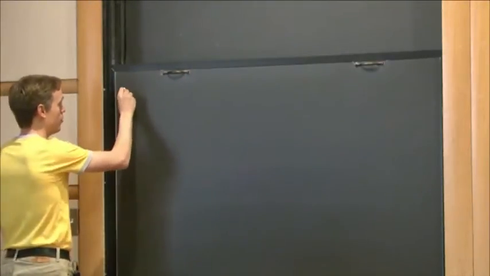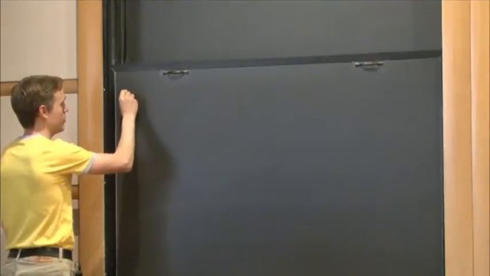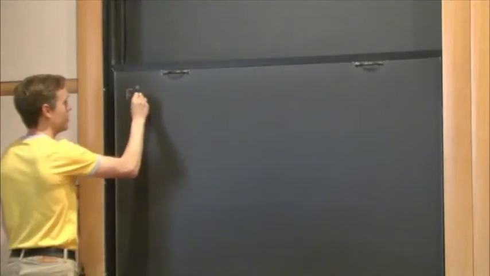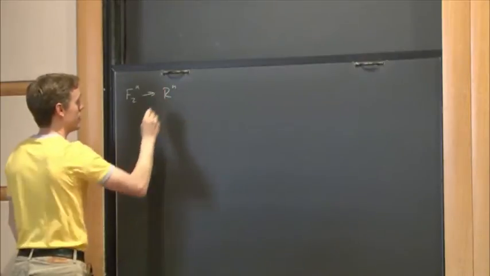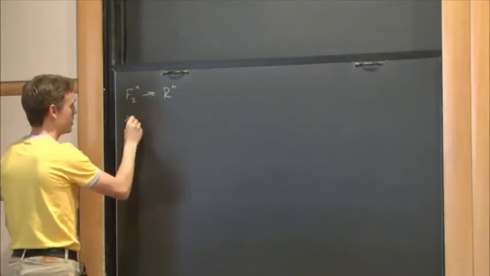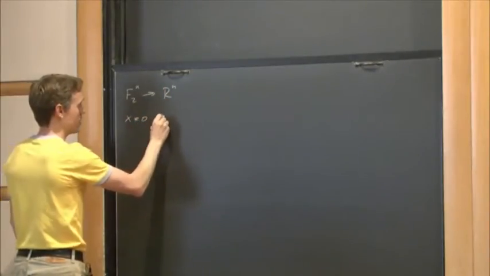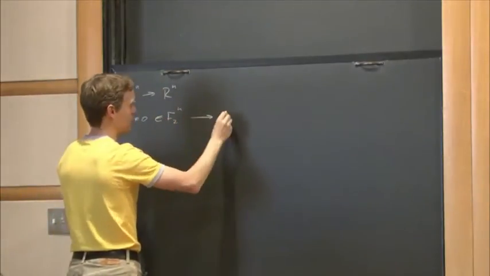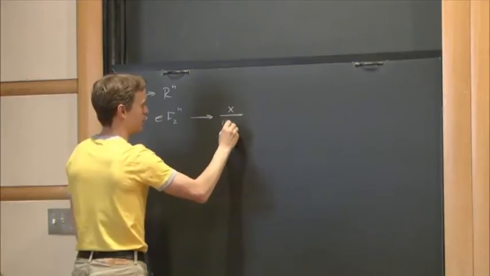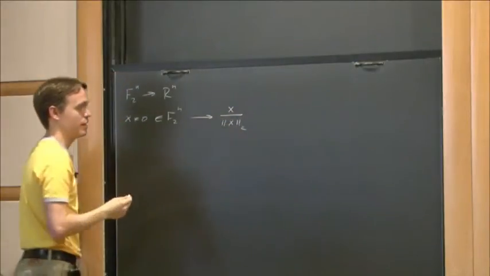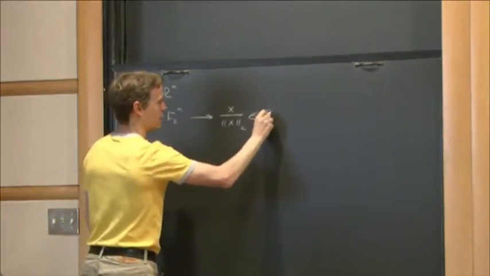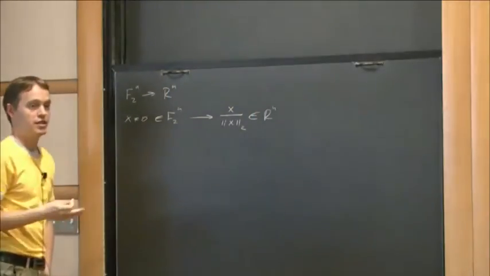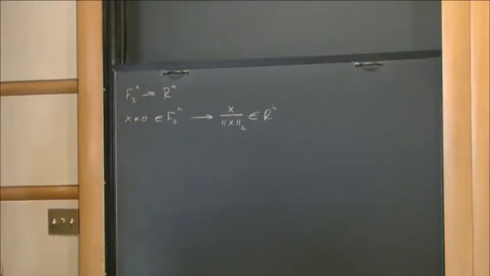We consider the following embedding of F2 to the n into Rn. For any non-zero x in F2 to the n, I would consider a corresponding real vector, which is just the normalized version of x, so x divided by the L2 norm of x. This is some strange embedding of F2 to the n into Rn, into the positive orthant.